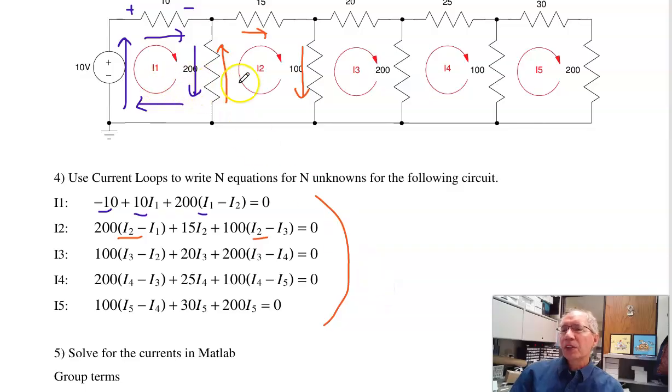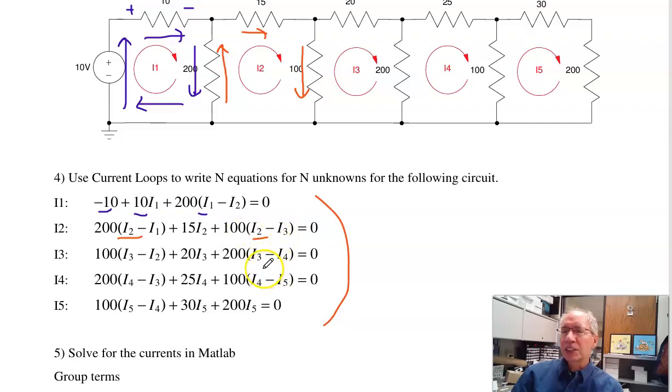If you draw the currents all going clockwise around each window, there's a pattern. Around loop I1, all the I1s are positive, everyone else is negative. Around loop I2, all the I2s are positive, everyone else is negative, and so on.